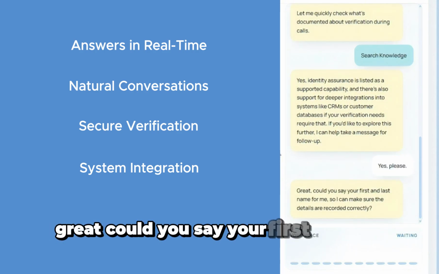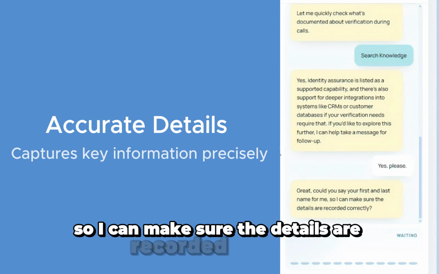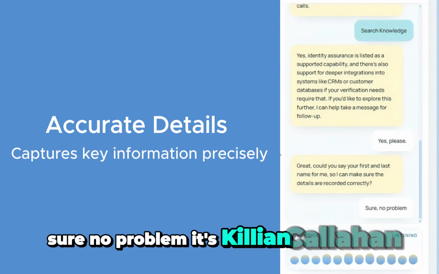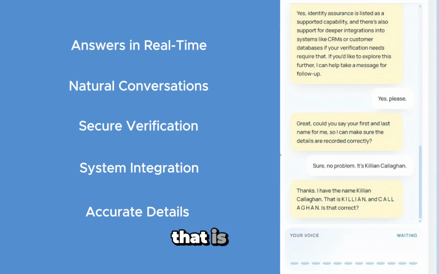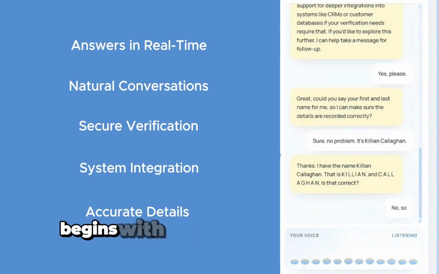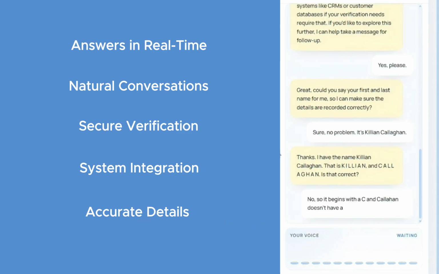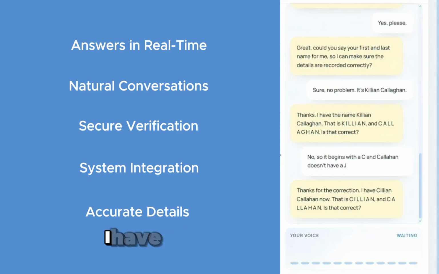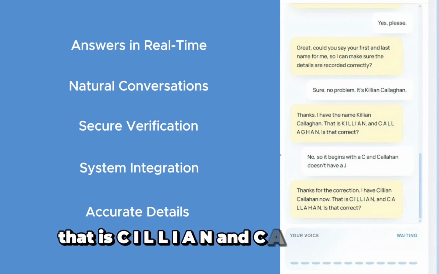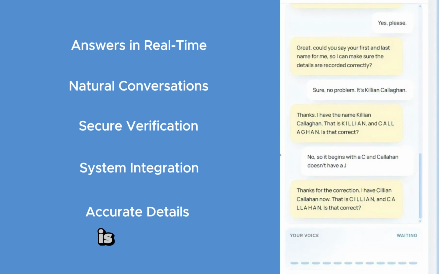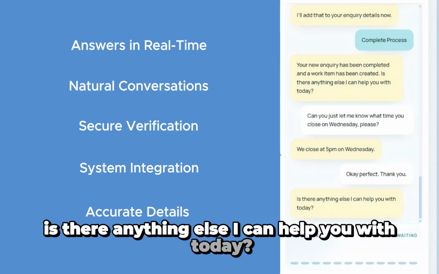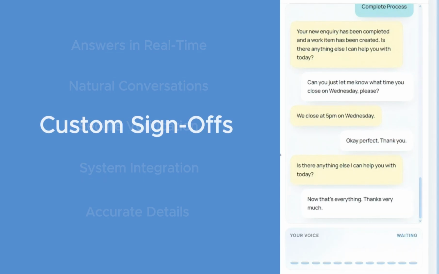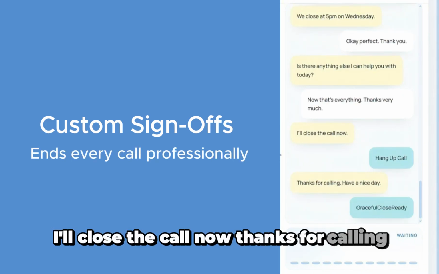Great. Could you say your first and last name for me so I can make sure the details are recorded correctly? Sure, no problem. It's Cillian Callahan. Thanks. I have the name Killian Callahan. That is Killia... No, it begins with a C and Callahan doesn't have a G. Thanks for the correction. I have Cillian Callahan now. Is that correct? Yeah, perfect. Is there anything else I can help you with today? No, that's everything. Thanks very much. I'll close the call now. Thanks for calling. Have a nice day.